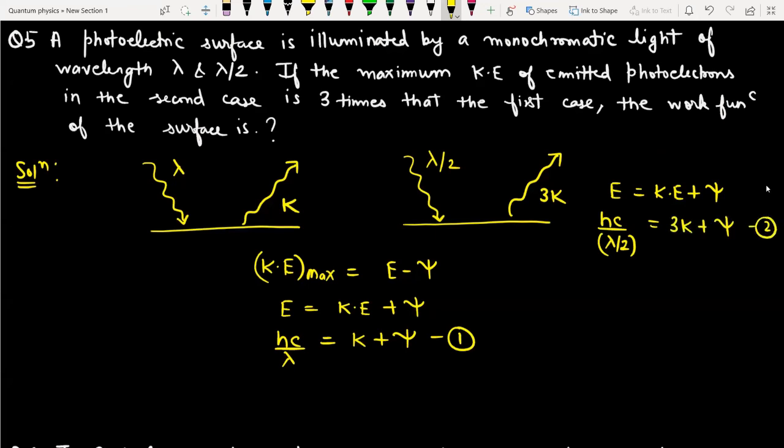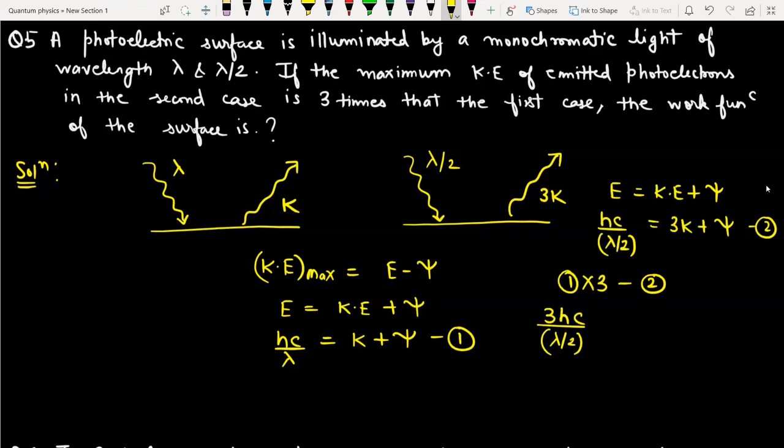Now we have to get an expression for psi. So we need to eliminate this kinetic energy k, because once we eliminate it, we will get the value of psi. If you look carefully, I am multiplying equation number 1 by 3, because then this becomes 3k, and I am subtracting equation 2 from it.